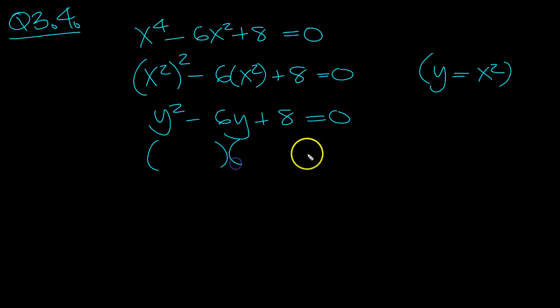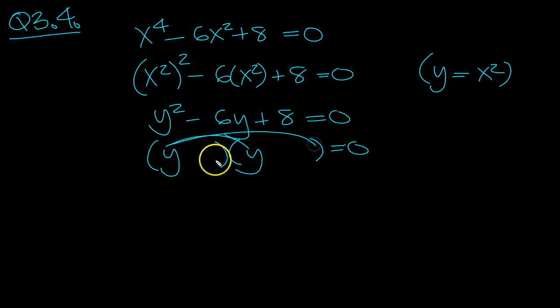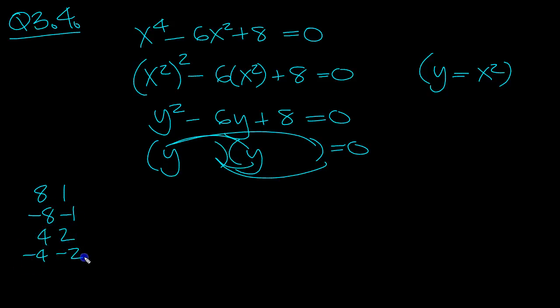Hopefully this factorizes because it looks fairly user-friendly. So y and y, that's the first line. Last term is 8, that would be 8 ones. There's symmetry, so I don't need to swap them around. Minus 8 times minus 1, 4 twos, minus 4 times minus 2. So that's the last line, last term.